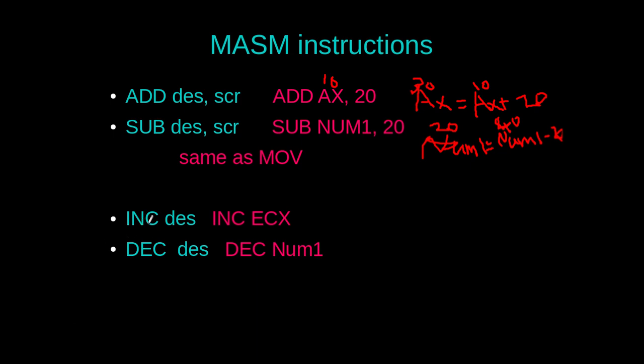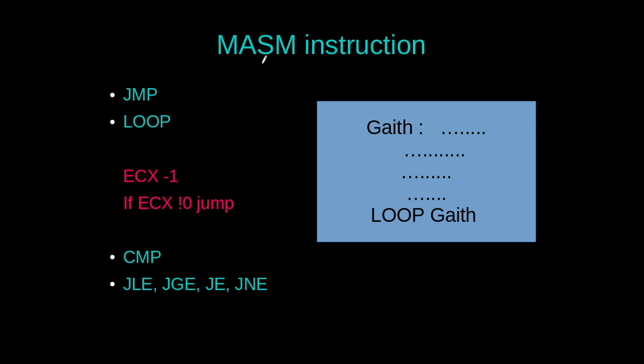I have another two instructions. Increment, and this is the destination. Increment ECX. What I'm saying is ECX is incremented by 1, so ECX equals ECX plus 1. I'm adding 1. Here I'm decrementing by 1, so num1 equals num1 minus 1. So think of it: can you increment or decrement a constant? I'll leave that for you guys.